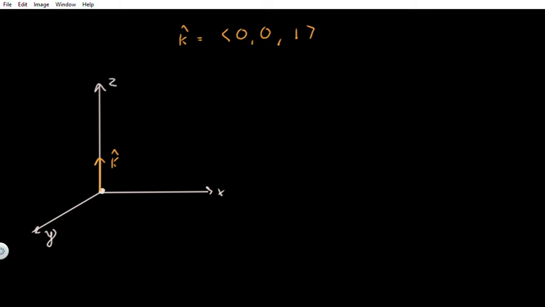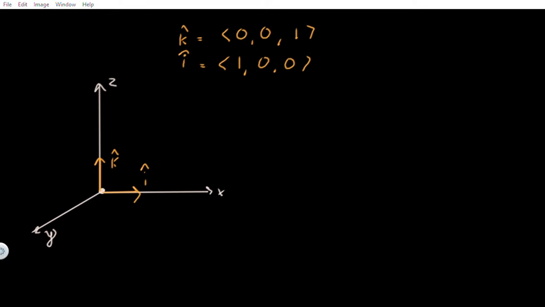And let's say we have another vector going along the x-axis. Let me just rotate this 90 degrees. And it's the same length as k hat. And we call this vector i hat. And i hat has the components of 1, 0, 0, because it only goes along the x-axis.